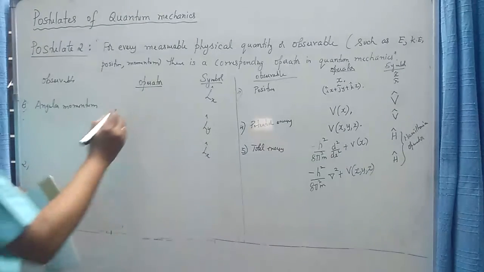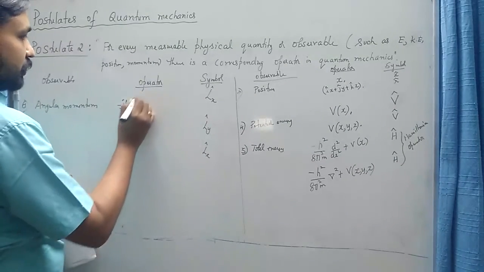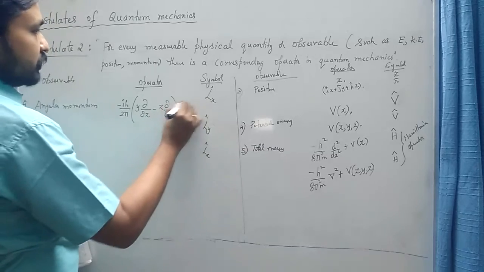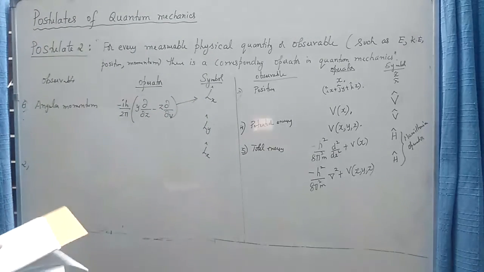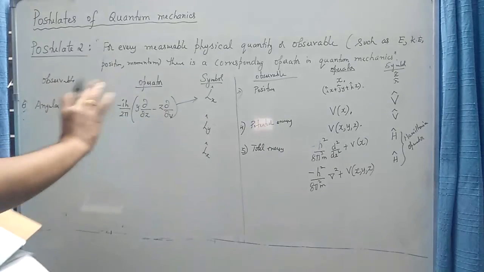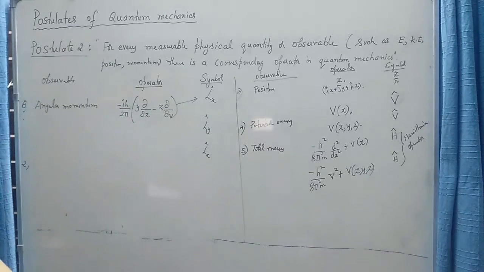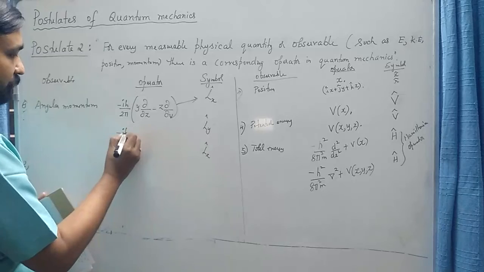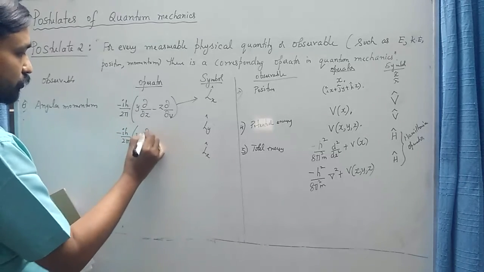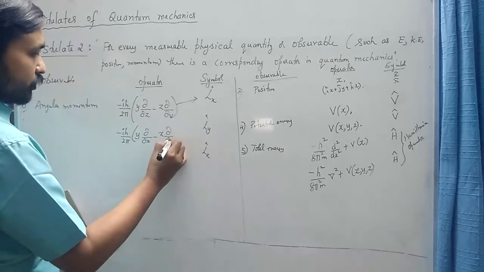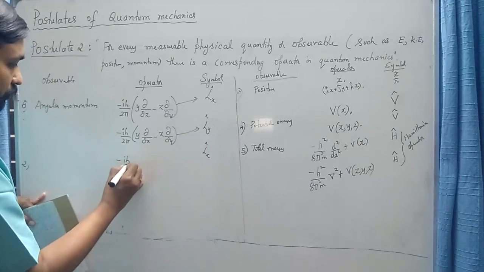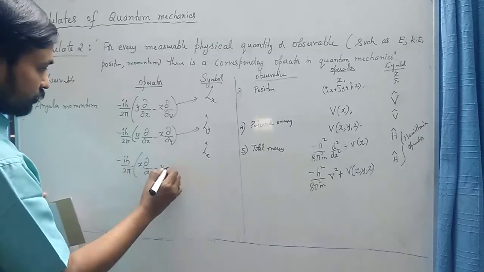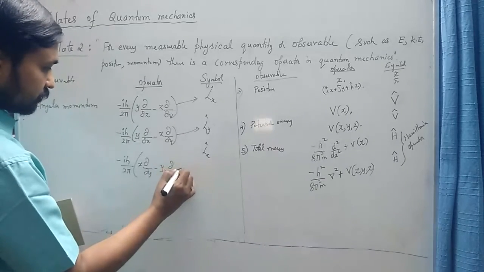These are the representations for the angular momentum operators along the x-axis, y-axis and z-axis. The expression is minus i h by 2 pi into y into dou by dou z minus z into dou by dou y. This is the x component of the angular momentum operator. Why these operators have this type of expression, we will discuss later. We will just write down some of the important operators. The y component is minus h by 2 pi into z into dou by dou x minus x into dou by dou y. Finally, the z component is minus h by 2 pi into x into dou by dou y minus y into dou by dou x.